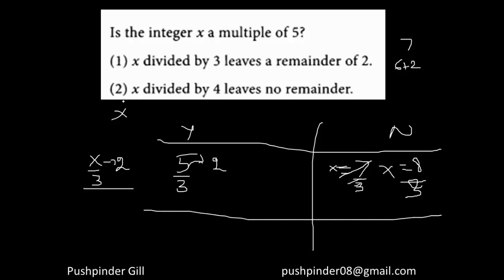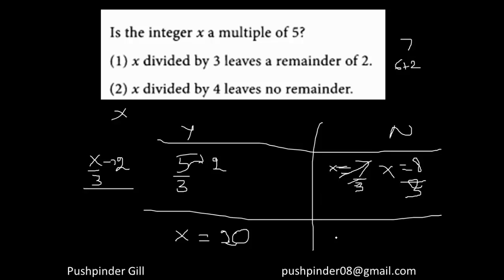Let's move forward. x when divided by 4 leaves no remainder. So let's take x to be equal to 20, right? So x when divided by 4 leaves no remainder. That means x is equal to 20. 20 divided by 4 leaves no remainder, and 20 is a multiple of 5.